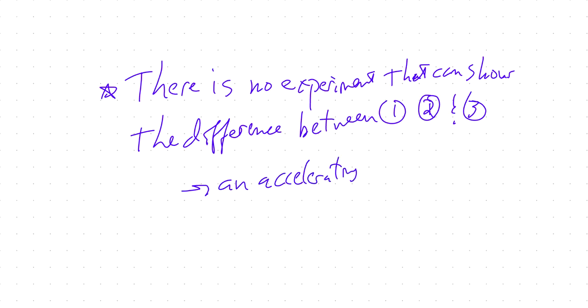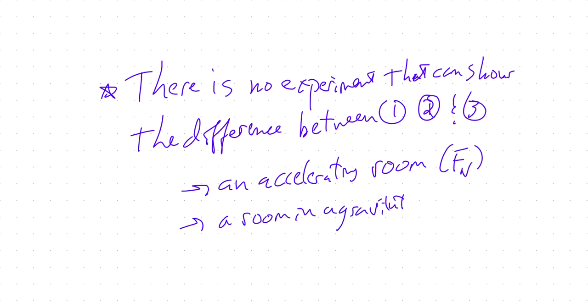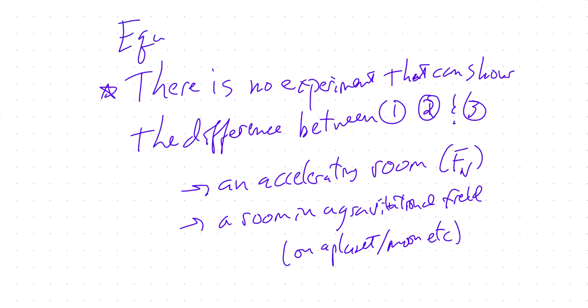room, normal force, and a room in a gravitational field. Or I just say a room on a planet or moon, etc. Isn't that crazy? This is called the equivalence principle. At least this is one way to word the equivalence principle.